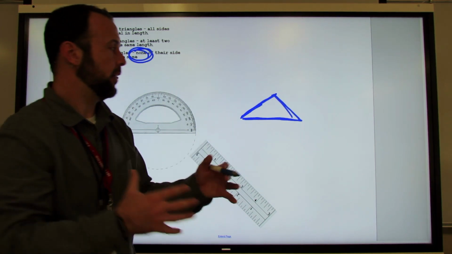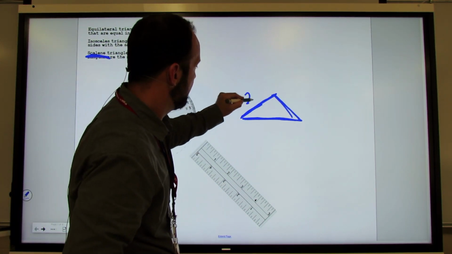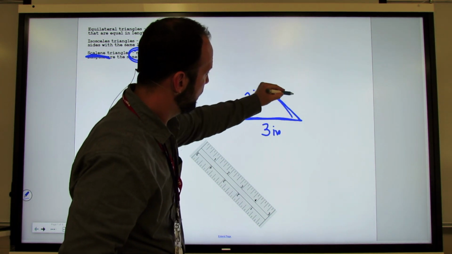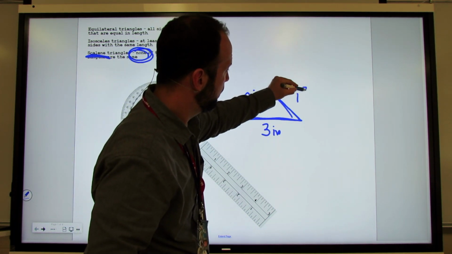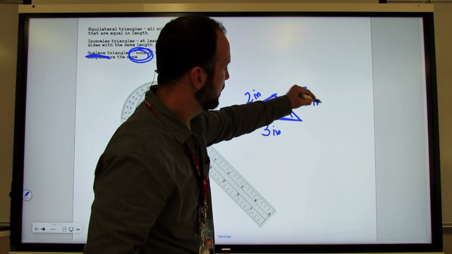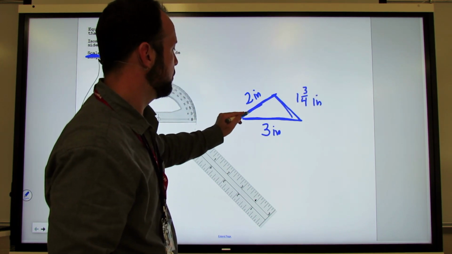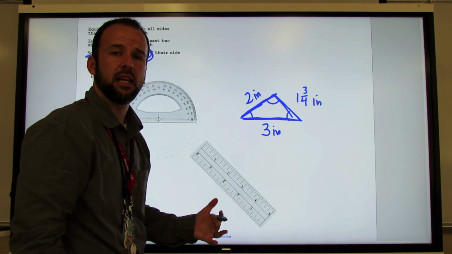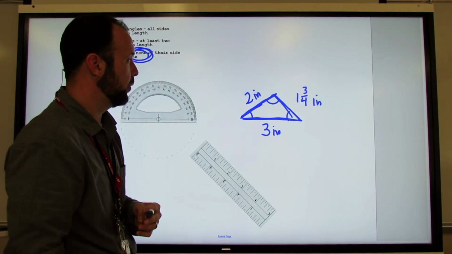So my distances are all different. This one was 2 inches. This one was 3. And this one was like 1 3/4 inches. So all of my distances are different. My angles are also acute. So we've got this taken care of. This was a good one. This one worked out okay.